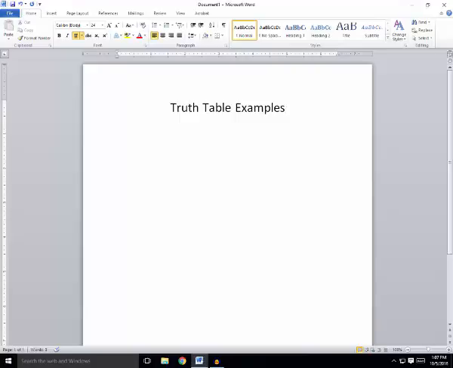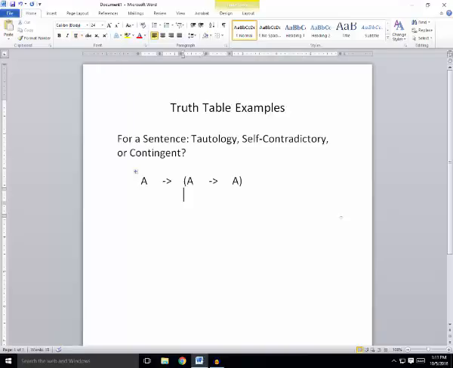In this video, I'm just going to go through some examples of truth tables and the various things we might do with them. So let's start with a truth table for a statement, and we want to know if the statement is a tautology, a self-contradictory statement, or a contingent statement. Let's start with the sentence A arrow in parentheses, A arrow A.